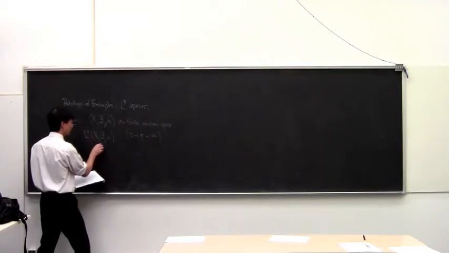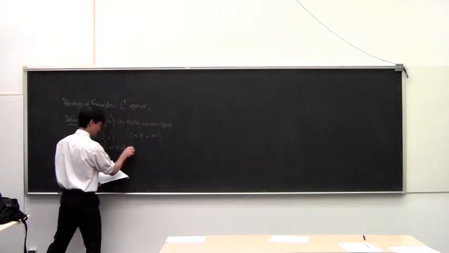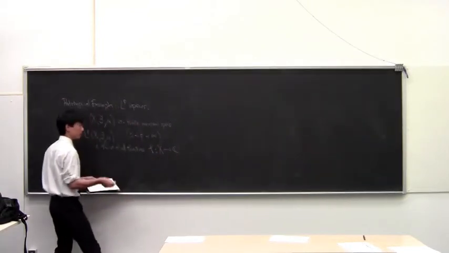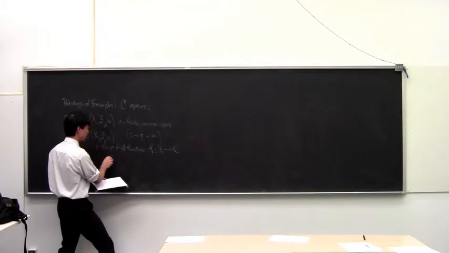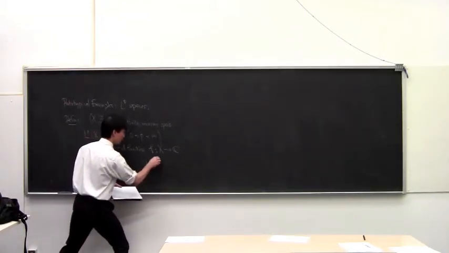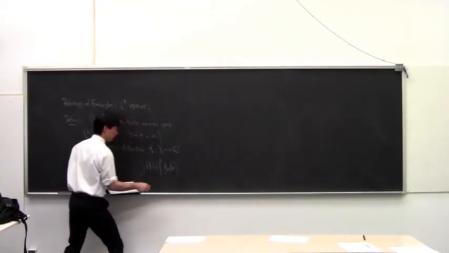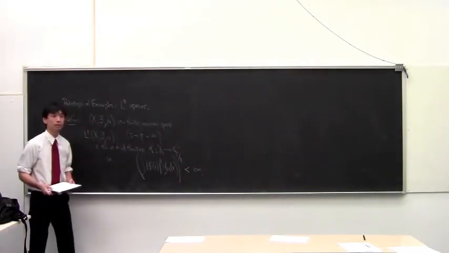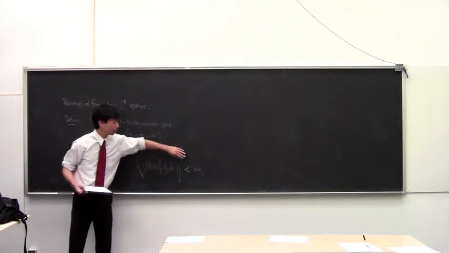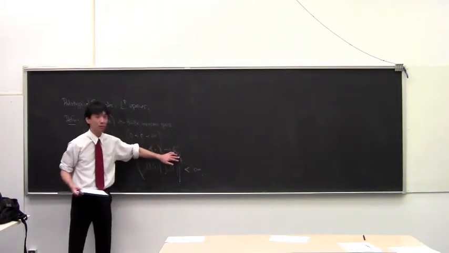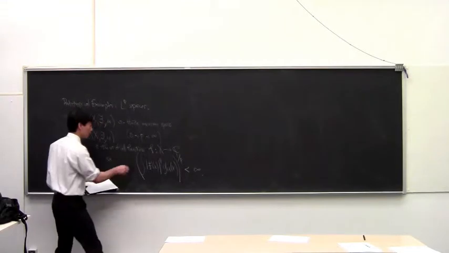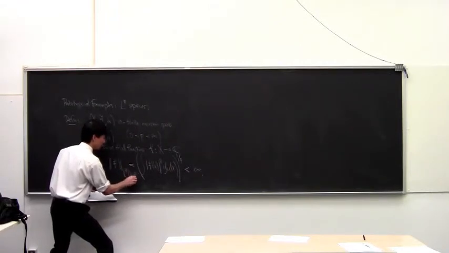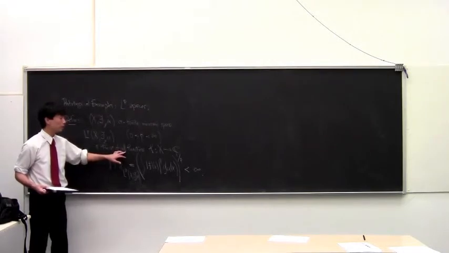LP is the set of all measurable functions, say complex valued, such that the integral of the absolute value of f to the p, everything raised to 1 over p, is finite. Of course you don't need this 1 over p. If this is finite, then certainly this thing to the 1 over p is finite. The reason I put that in is because we use that to define what's called the LP norm of the function. So it's the set of all functions for which the LP norm is finite.